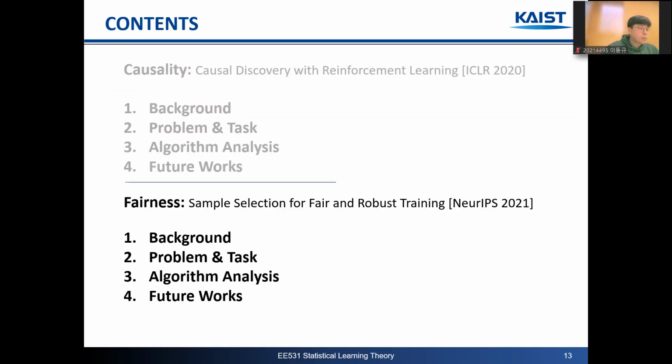Next is the fairness paper. I will present in the same order as the previous presentation.